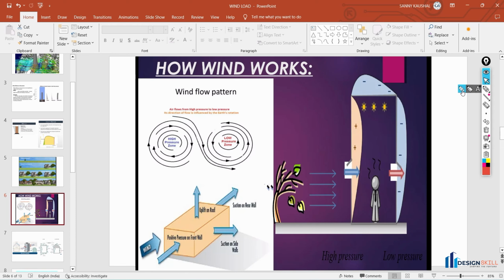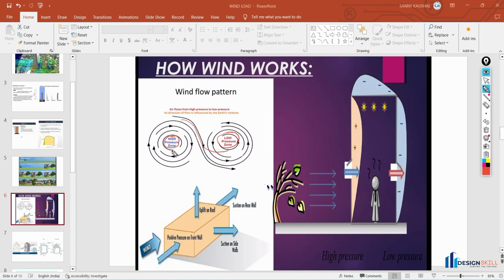As you already know, wind is going to move from a high pressure zone to a low pressure zone. Let's suppose here is a high pressure zone, then it is going to move into the low pressure zone. There is always a difference of pressure which creates the flow of the wind. So air flows from high pressure to low pressure, and the direction of the flow is also influenced by the earth's rotation. So you have clearly understood how the wind works, from the high pressure zone to the low pressure zone.